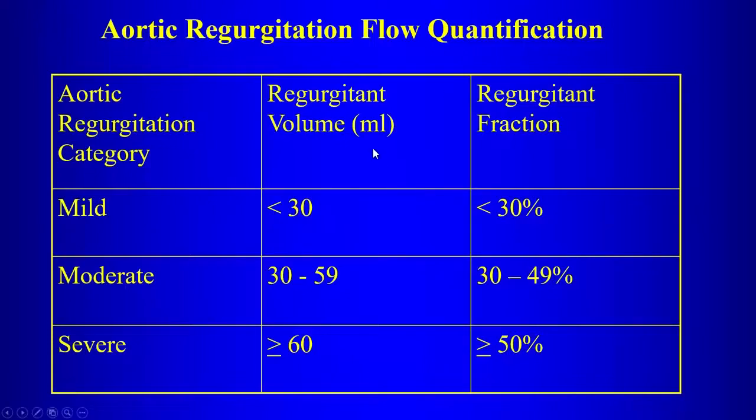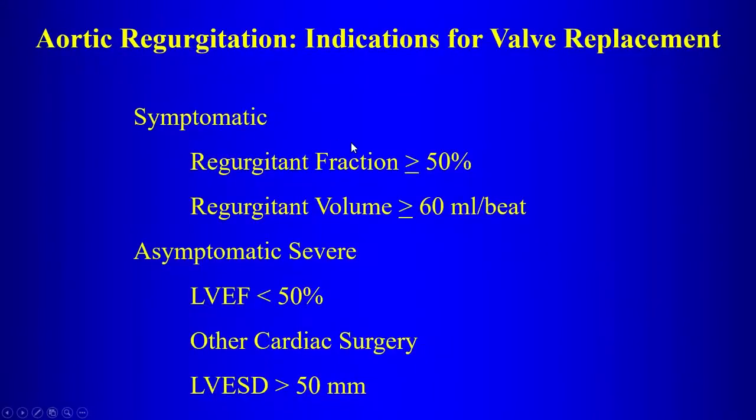And then for aortic valvular regurgitation, there are also categories of mild, moderate, and severe. Based on your MRI data, you can calculate the regurgitant volume or the regurgitant fraction, and from there you can characterize how severe the aortic valve regurgitation is.